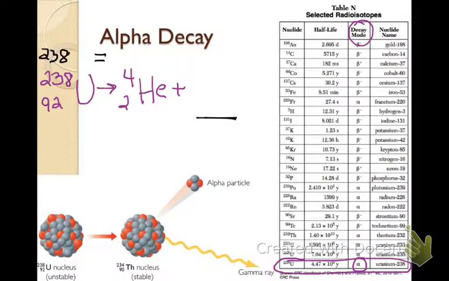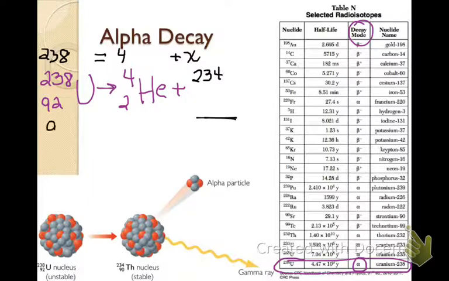That arrow can be an equal sign, and you have 4 plus an unknown number. So you know that 238 is not equal to 4. But here you just solve for that unknown number. You figure out what the mass number is going to be. So if we look at this, we'll end up having 234 as our unknown.